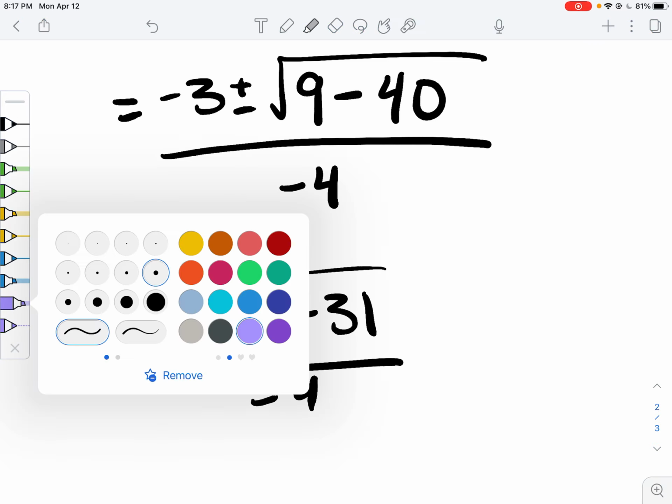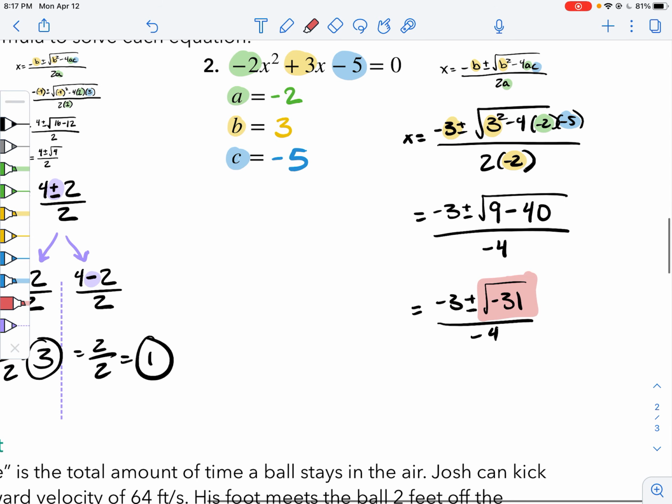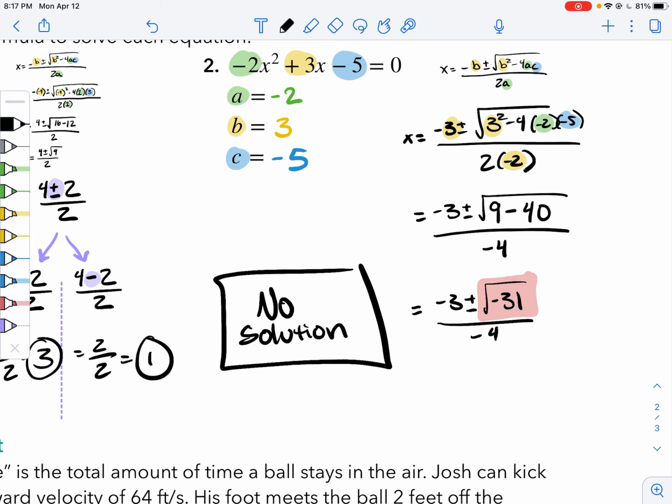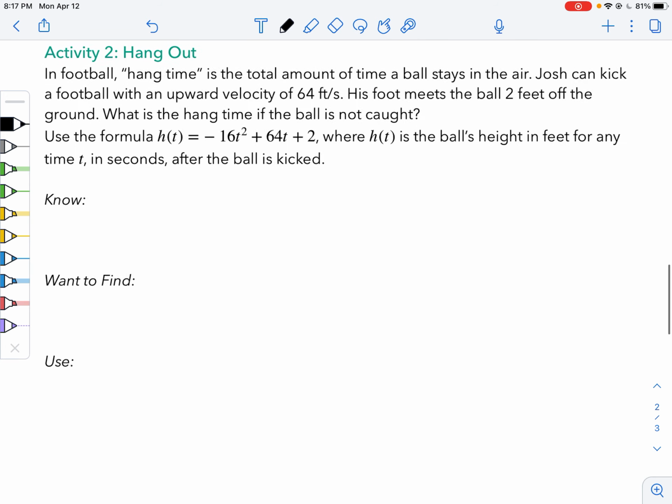Guys, you can't take a square root of a negative number. That's not allowed. So we say this has no solution. So that was fun. That was quick. Good job. All right, well, when are we going to use this in real life?